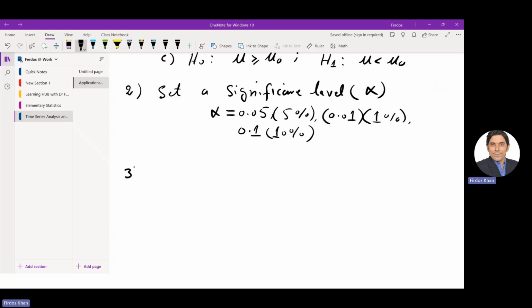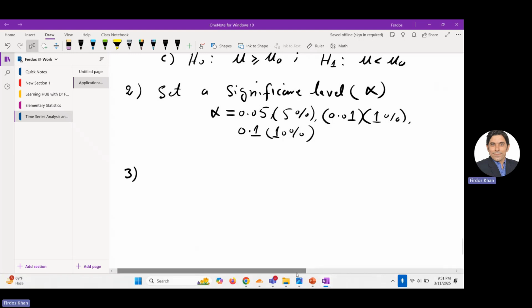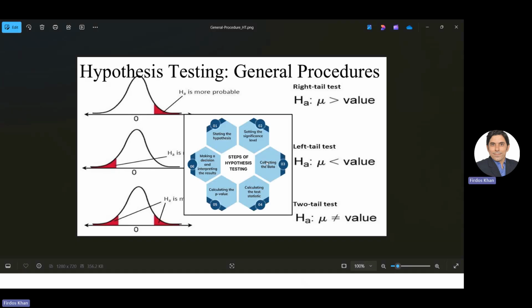The third step is collecting the data. You need to collect the data, but normally the data is given in the problem or example. In real life, though, when you are doing a thesis, a project, or a survey, you need to collect the data. That's another very important step, because without collecting the data, we cannot do hypothesis testing.